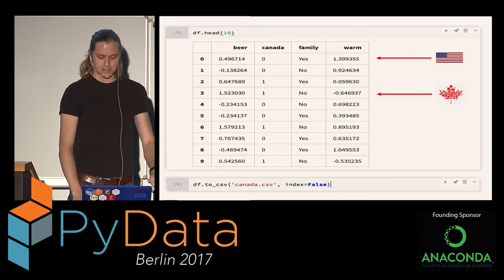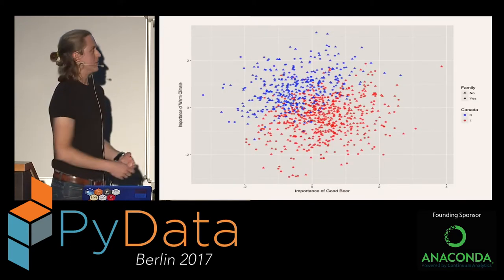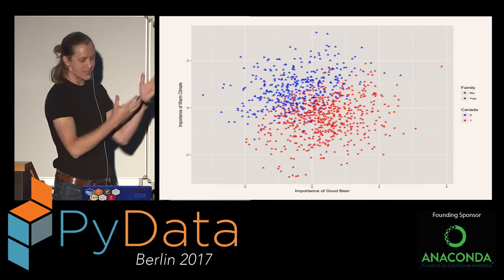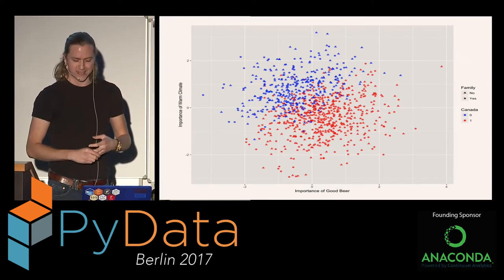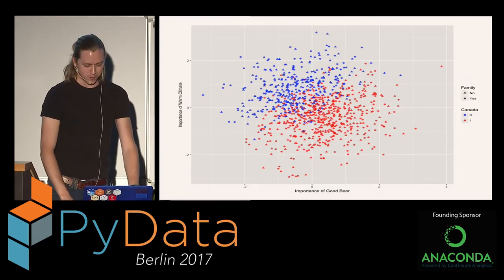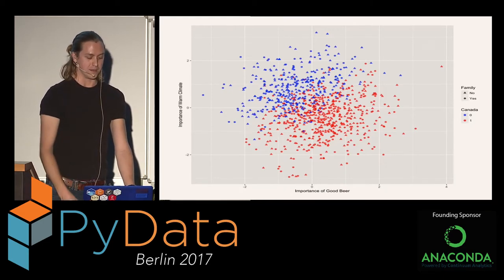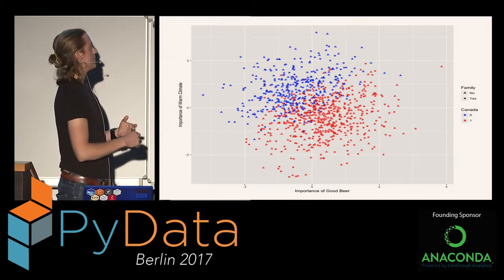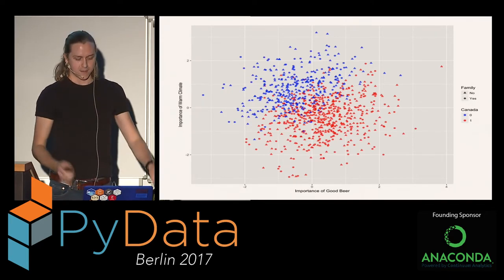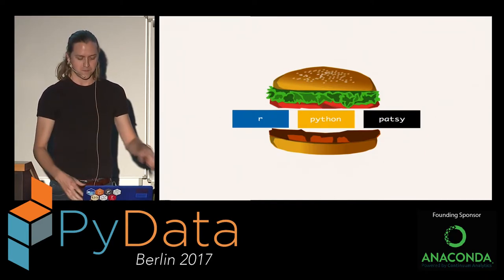So this is what the data set looks like. I'm going to drop it out to CSV and actually plot it in R, because I hate Matplotlib. But essentially this is what it looks like, so you can feel what the data set looks like. You've got importance of good beer on the x-axis, importance of warm climates on the y. You can see all the blues are people that went to the States, and all the reds are people that went to Canada. So now we're actually at the meaty part.